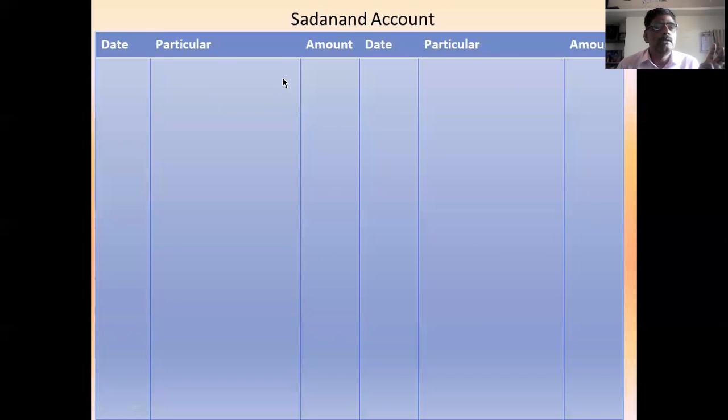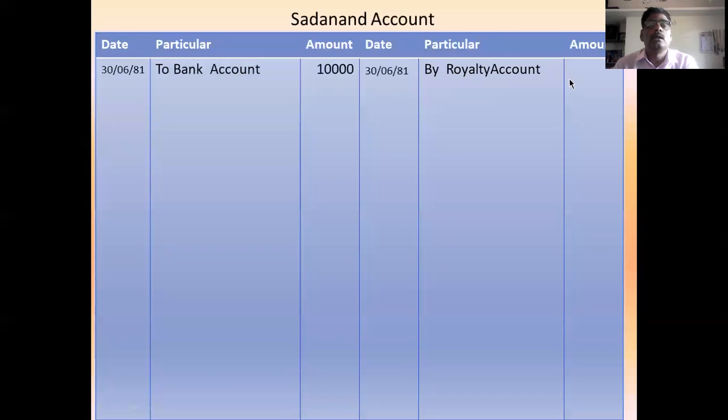Debit side, to bank. Debit amount comes from the payment column. Credit side, by royalty. Amount comes from the royalty column. Close every year account. If there is a difference, that difference represents short working. Otherwise, the account will be closed. Okay, you see here. Date, to bank, 10,000 is the payment column. First year, by royalty. First year royalty 2,000. Take the total 10,000. Difference is 8,000. You write it as short working.